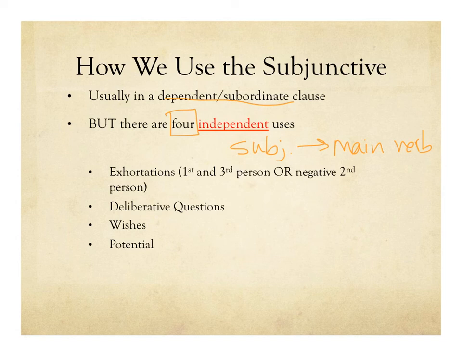The four different kinds are exhortations, which I'll explain in a minute, which we tend only to see in the first and third person or in a negative second person, and we'll see why in just a moment. Something called deliberative questions. So these are easy to identify because they will always have a question mark at the end, and your main verb will be in the subjunctive. And really, that's the only thing it can possibly be. We also have wishes, and then we have something called the potential subjunctive. So let's go through these one by one.